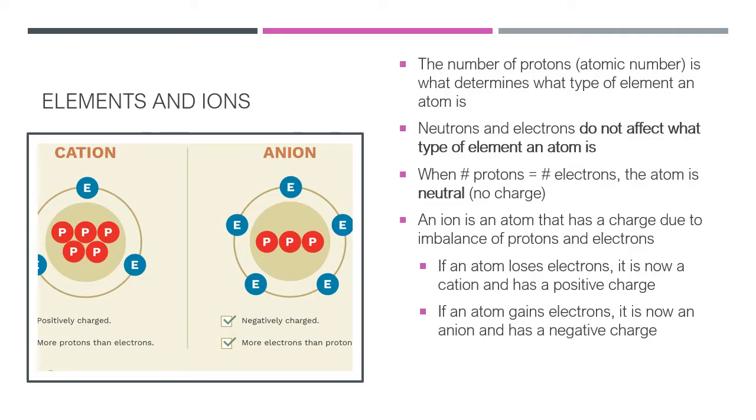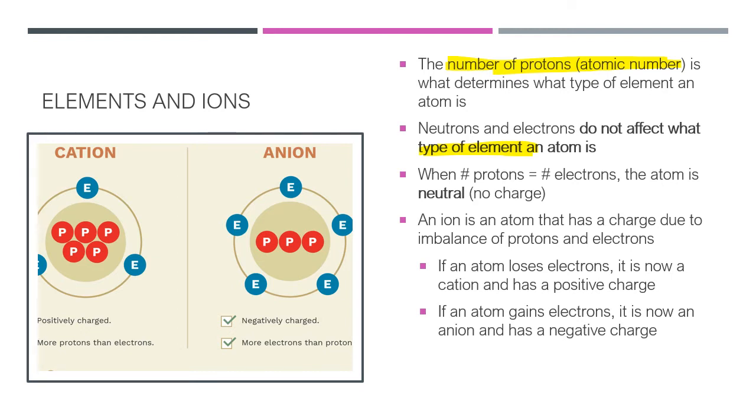First, just a refresh that the type of element something is determined by the number of protons, which is the atomic number. On the periodic table, that's the number up top. So if something has one proton, it's hydrogen, no matter what. Neutrons and electrons don't affect what type of element it is. And when protons and electrons are equal, our atom is neutral.